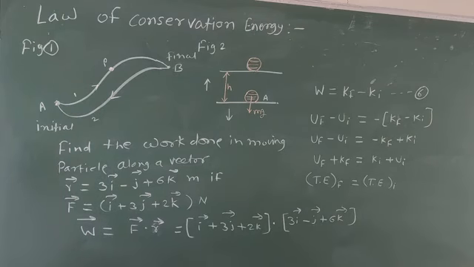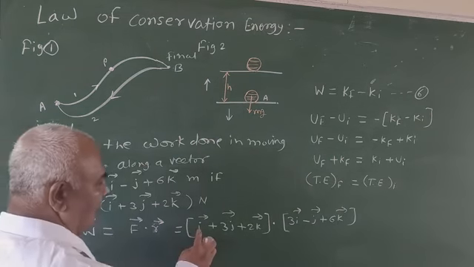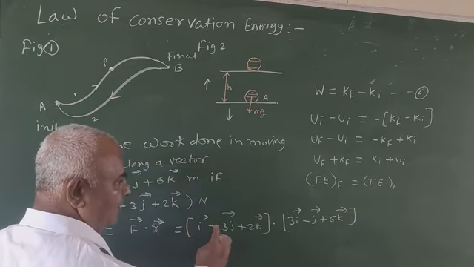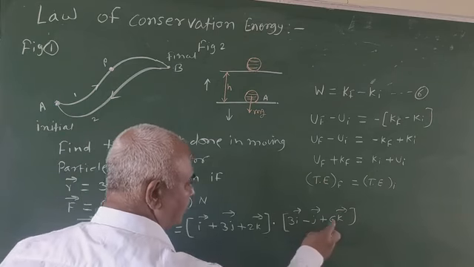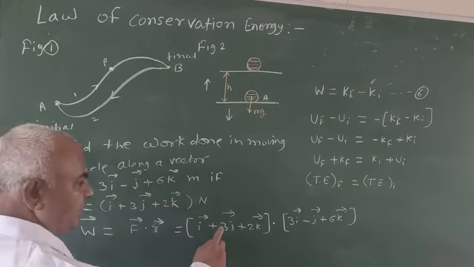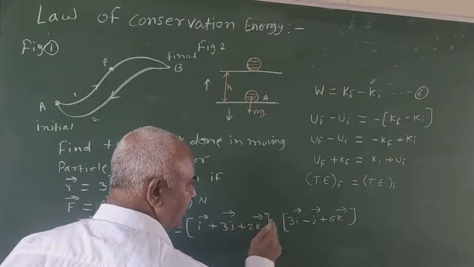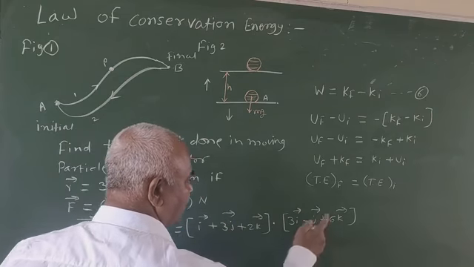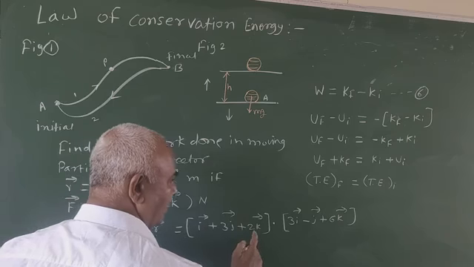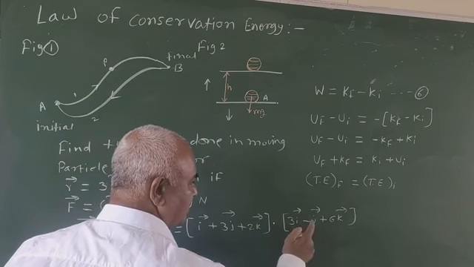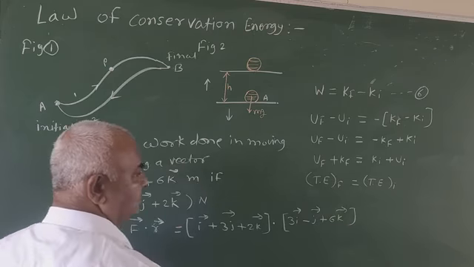In mathematics, you know that there are two types of product. One is known as the dot product, another one is known as the cross product. And by using the definition of dot product, here we know that i bar dot i bar is 1, i bar dot j bar is 0, i bar dot k bar is 0. Similarly, j bar dot i bar is 0, j bar dot j bar is 1, j bar dot k bar is 0, k bar dot i bar is 0, k bar dot j bar is 0, k bar dot k bar is 1.